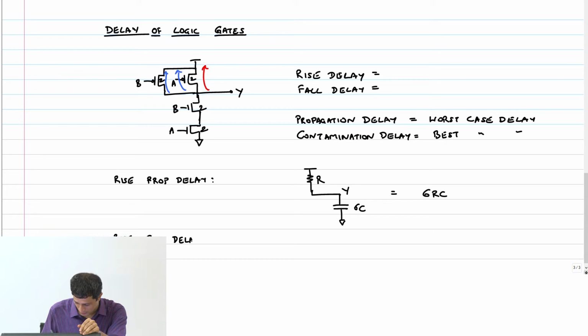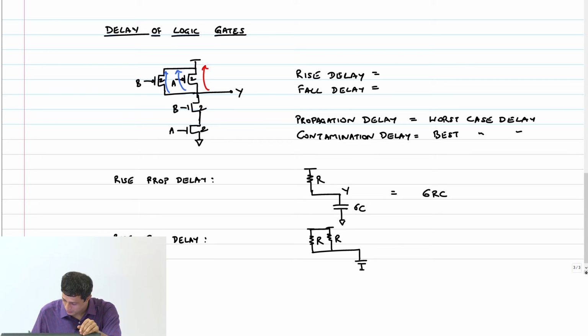What about rise contamination delay? What's the resistance? Yeah, so I'll write this explicitly. Both resistances turn on, 6C. You will get what? 3RC as my delay. So now let's come to the fall delay.